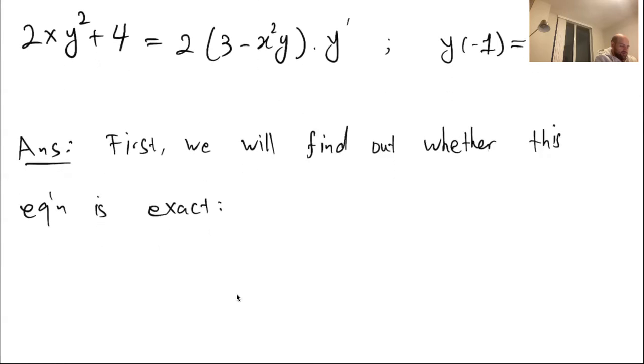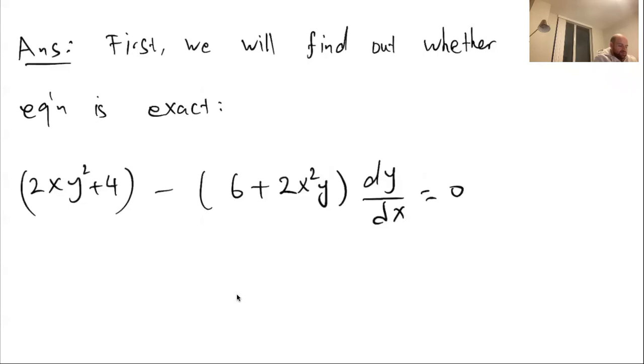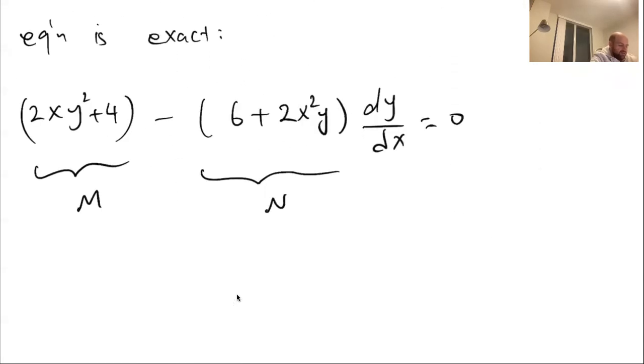So what do we have here? We have 2xy squared plus 4, minus 6 plus 2x squared y prime (dy/dx) equals 0. So this is my M, this is my N. Now what can we say regarding the partial derivative of M with respect to y and the partial derivative of N with respect to x?